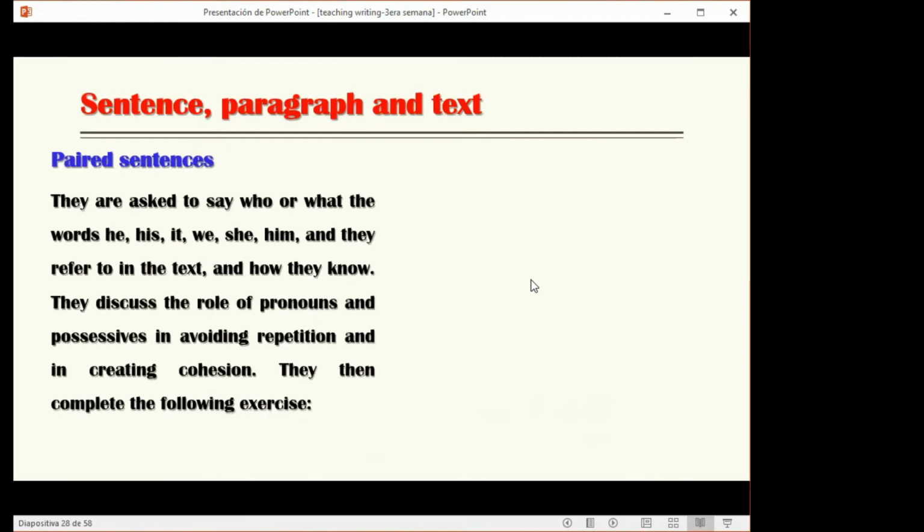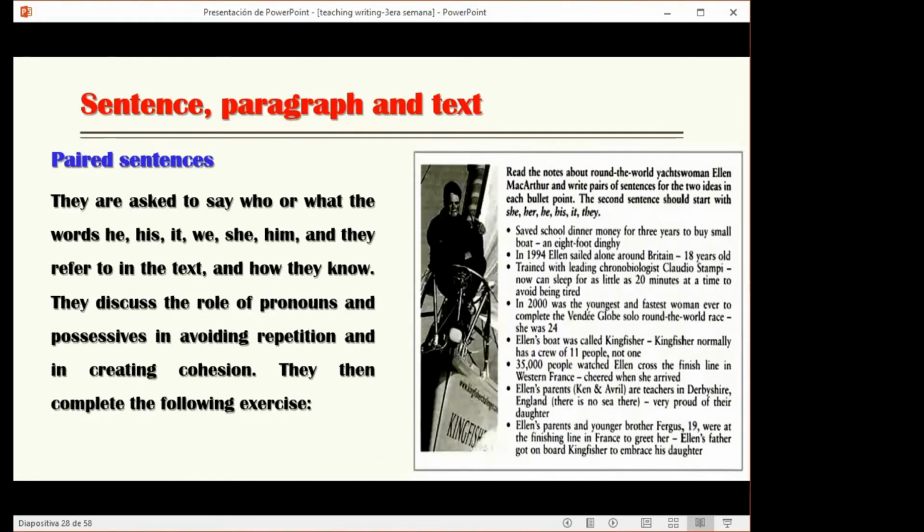And then they are asked to say who or what the words he, his, it, we, she, him, and they refer to in the test and how they know. They discuss the role of pronouns and possessives in avoiding repetition and creating cohesion. They then complete the following exercise. Read the notes about round the world sailor Ellen MacArthur and write pairs of sentences for the 2 ideas in each bullet point. The second sentence should start with she, her, he, his, it, they.